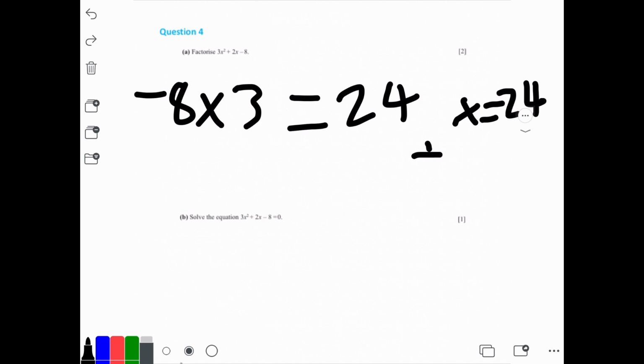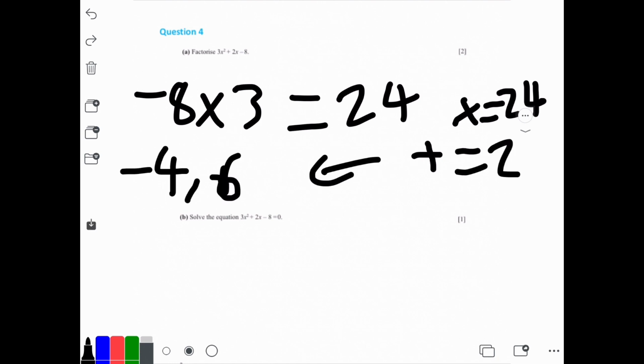Now we need to find these set of two numbers that add to make 2 and multiply to make negative 24. And as you can see, those would be negative 4 and 6. Then we will rewrite the equation replacing the 2x term by these new terms 6x and negative 4x, as negative 4 and 6 are the coefficients of these new x terms.